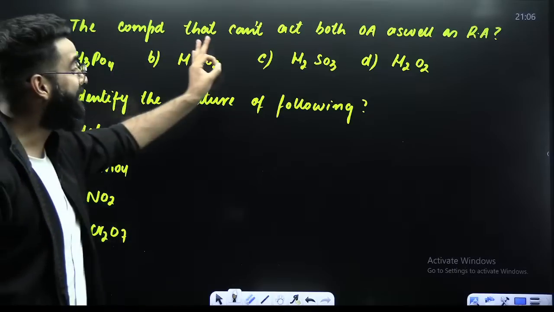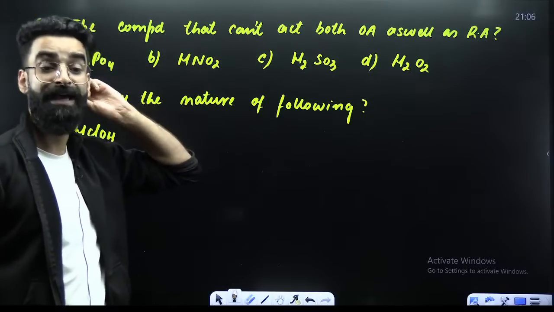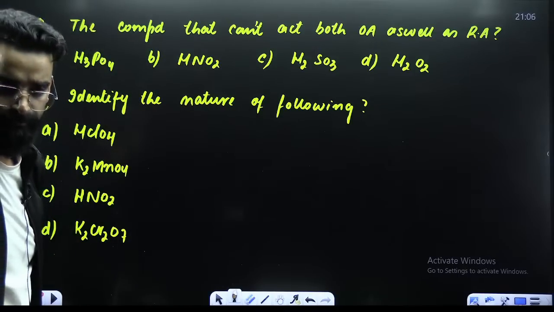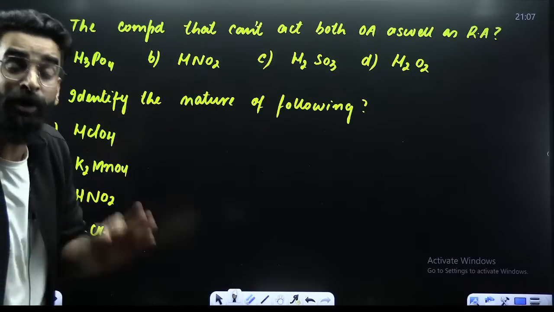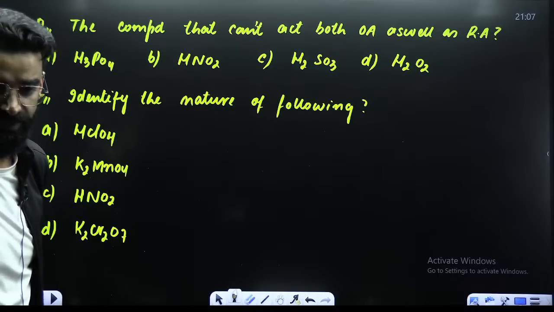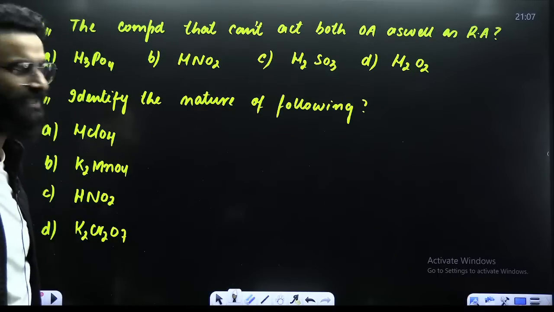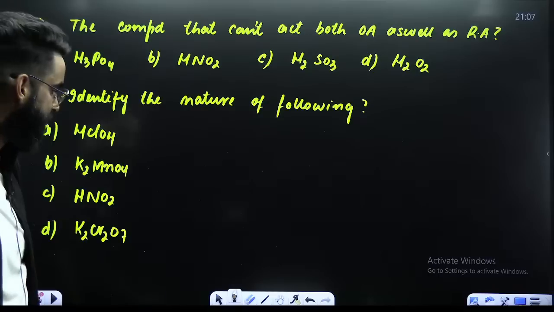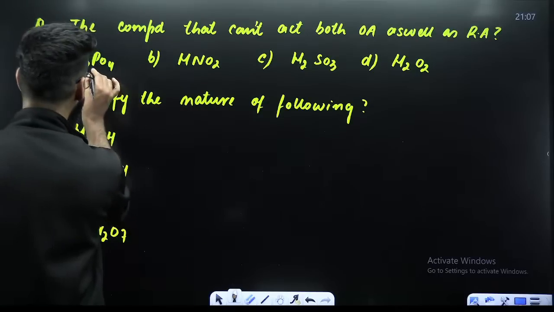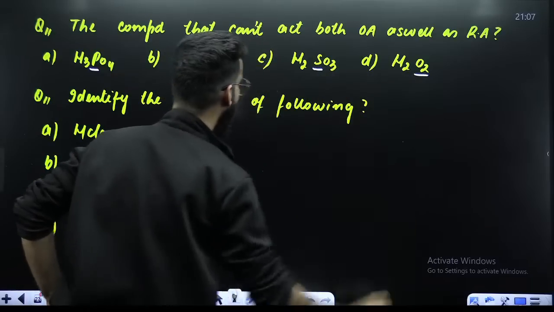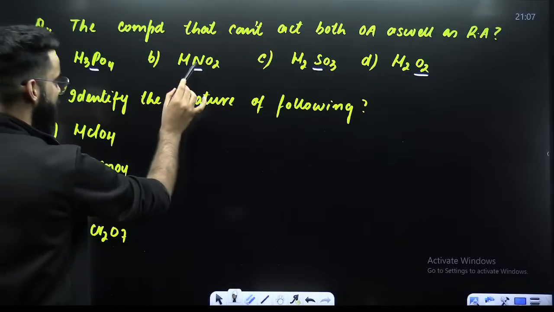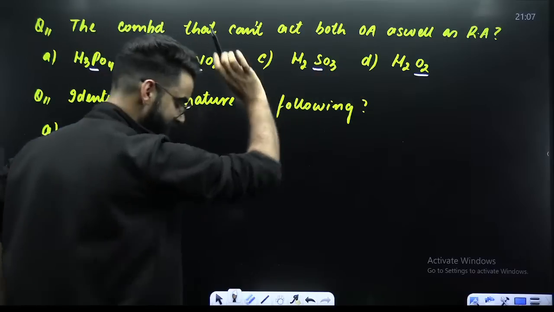The compound that cannot act both as oxidizing as well as the reducing agent. Which of the following among these four will not act both as oxidizing as well as the reducing agent? Now, people, how do we check that? Understand. First of all, let me mark the central atom over here. So this is phosphorus, nitrogen, sulfur, and oxygen.